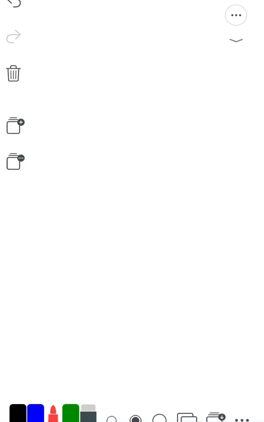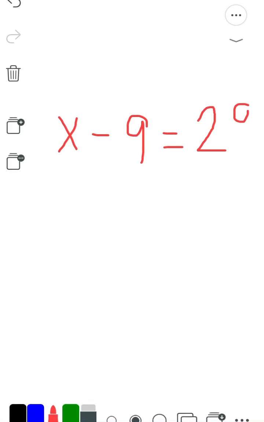Okay, so let's get to another problem. So these problems can be big in size and small in size, but it just depends. But this is just simple, so we're gonna do the easy basics first. So here I'm gonna write X minus 9 equals 29. So basically, something minus 9 is 29.